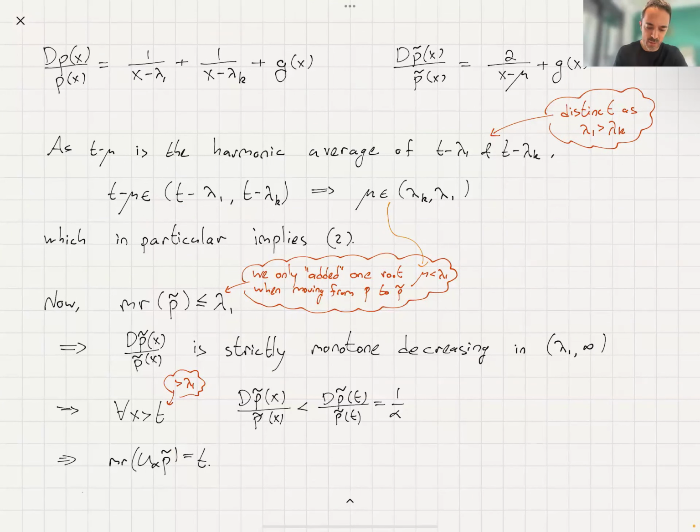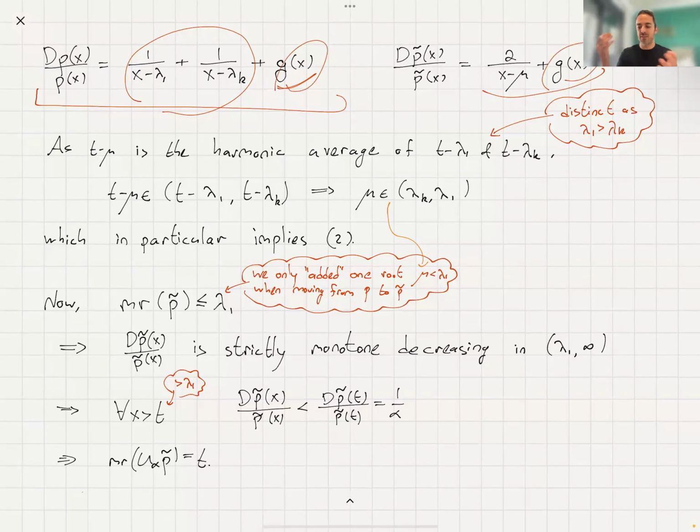Just as a reminder, this is dp over p. So it's these two things plus the common part, g of x, which is just the sum of 1 over x minus lambda i when you exclude i equals 1 and k. And dp tilde of x over p tilde of x is the same thing. You have the same common part, but you have this 2 over x minus mu instead of these two summands, which recall at t are equal, but generally are not. Now, we want to show that t is the max root of u alpha p tilde.